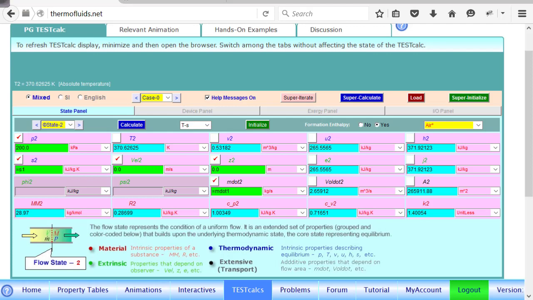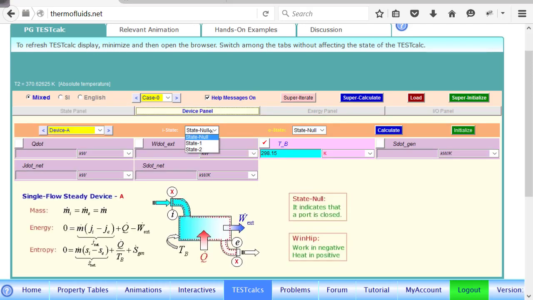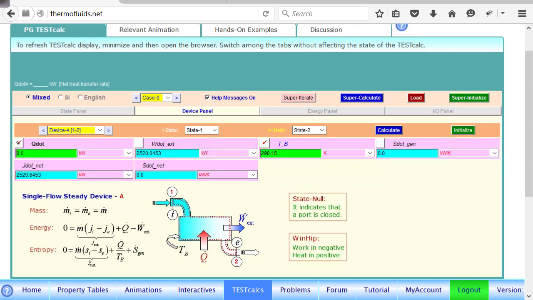Let's go and verify this. We already calculated the two states. Go to the device panel. We load state 1 and we load state 2 as inlet and exit state. Heat transfer equals 0. And it is 2521, exactly what we calculated. So we found the turbine power when the turbine is isentropic, that is, its ideal turbine.